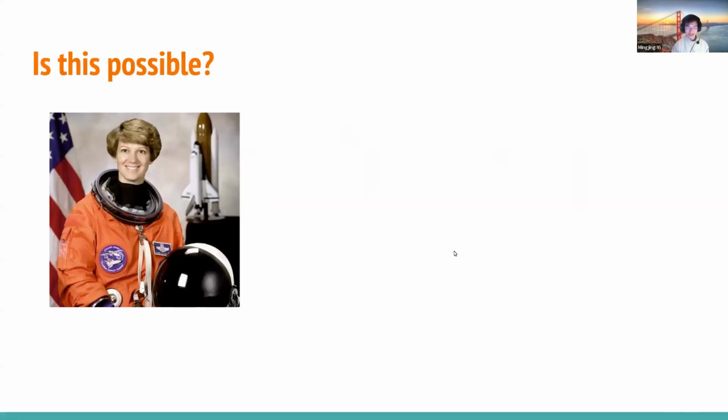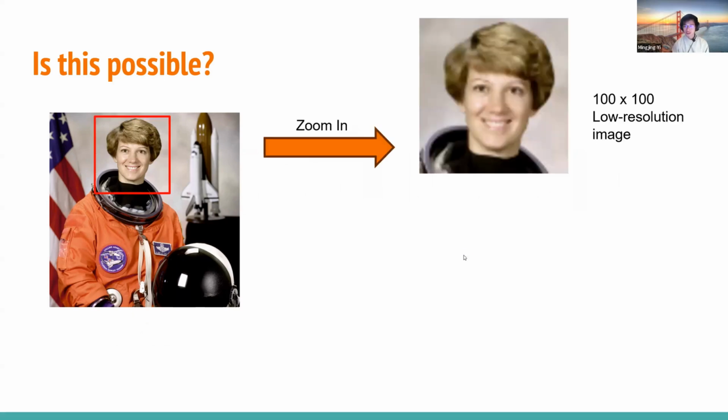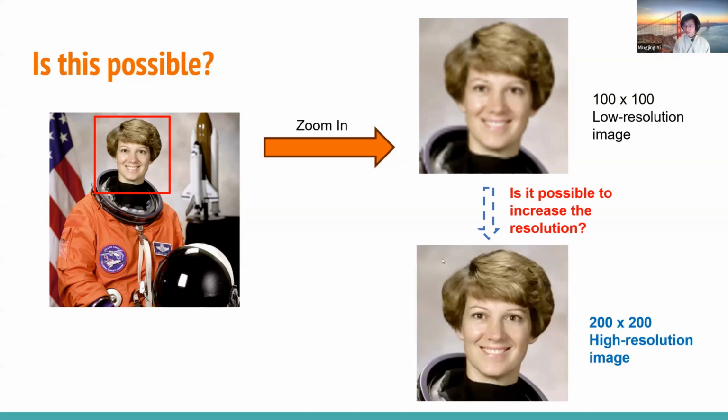Take this example, which is a very familiar one. We take the face, which is a subset of this image, and zoom in, and we can see this image is, let's assume, 100 times 100 resolution. So it's not that clear. The idea of super resolution is: is it possible to find a method to increase the resolution, maybe to 200 times 200? Then it becomes a higher resolution image that looks better and clearer. So this became the topic of today, super resolution.